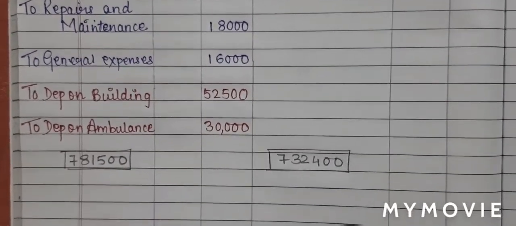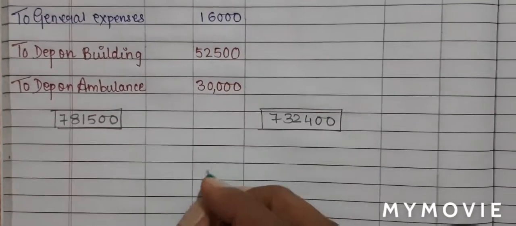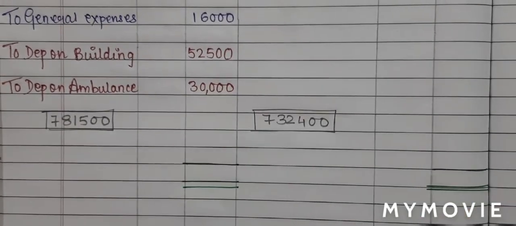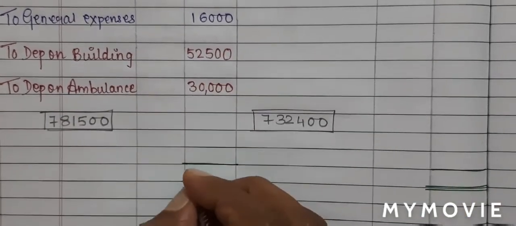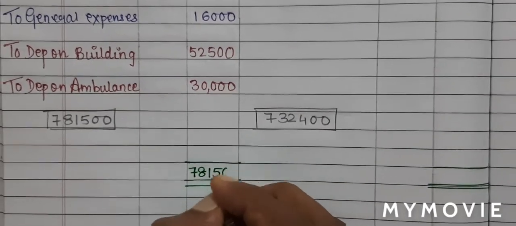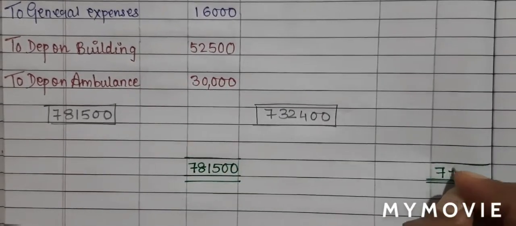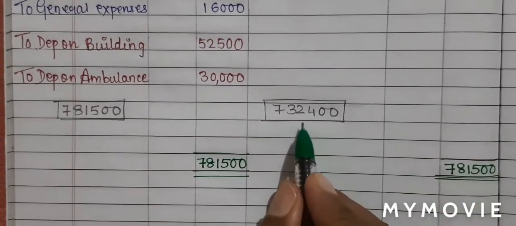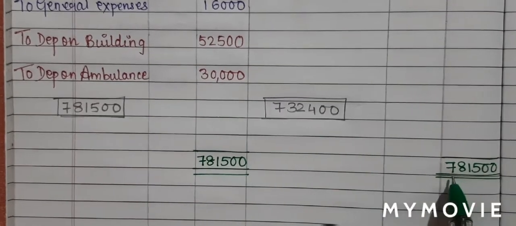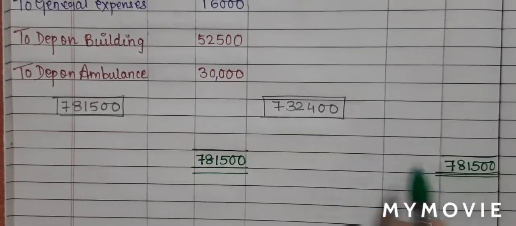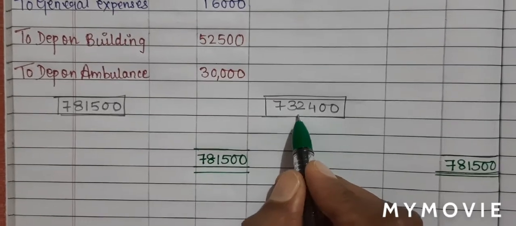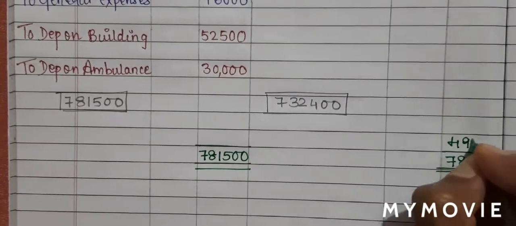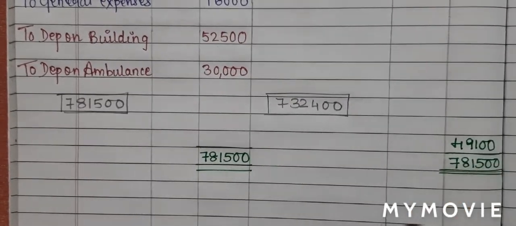When I total the income side, I get a total of 7,32,400. Now we will follow ledger format. Double underline on both the sides. Bigger total to be written on both the sides. So I have 7,81,500, which I'll write on both the sides. Now from the bigger total, I will minus the smaller total. So 7,81,500 minus 7,32,400. So I get a balance of 49,100, which I'll write on top.